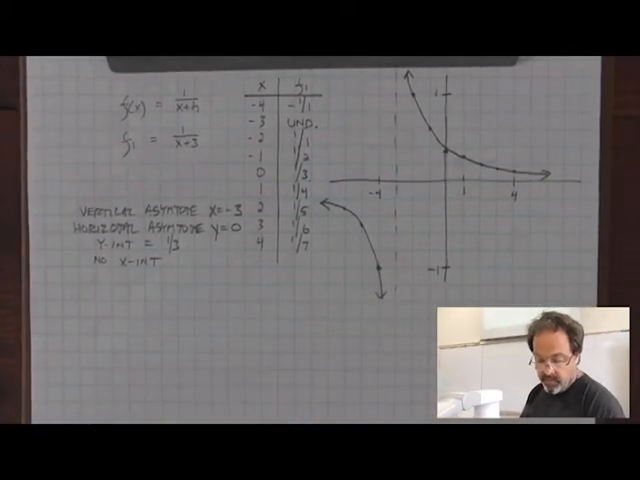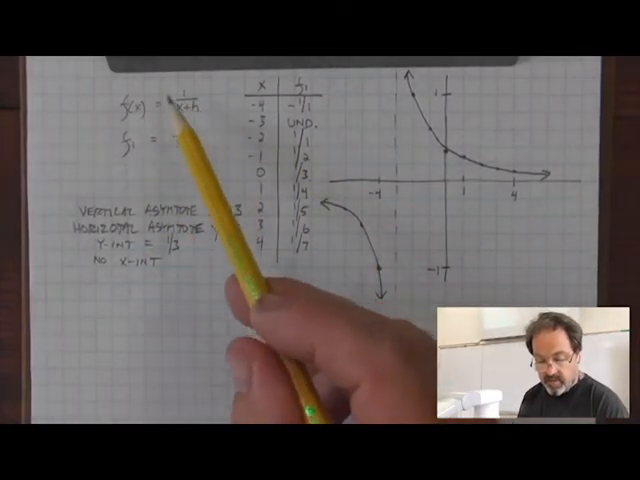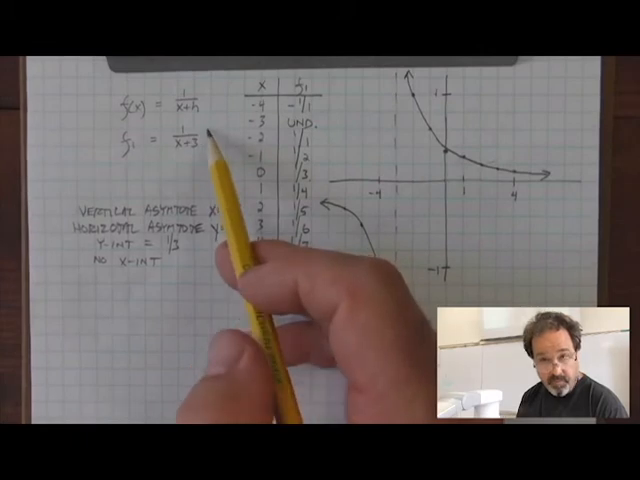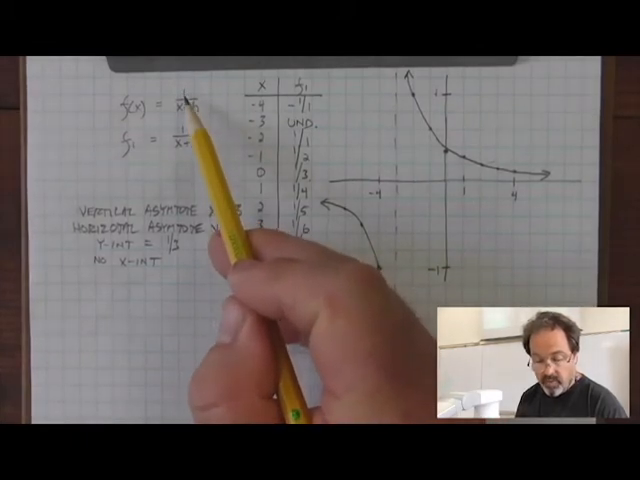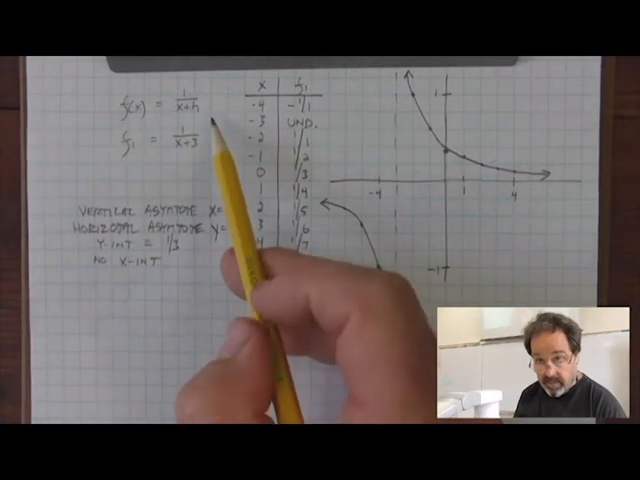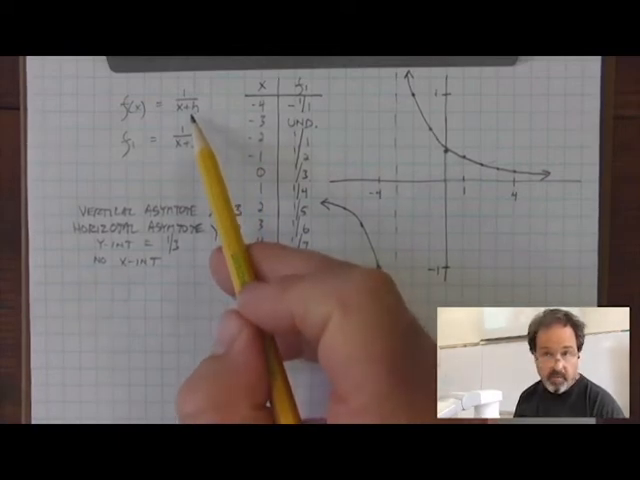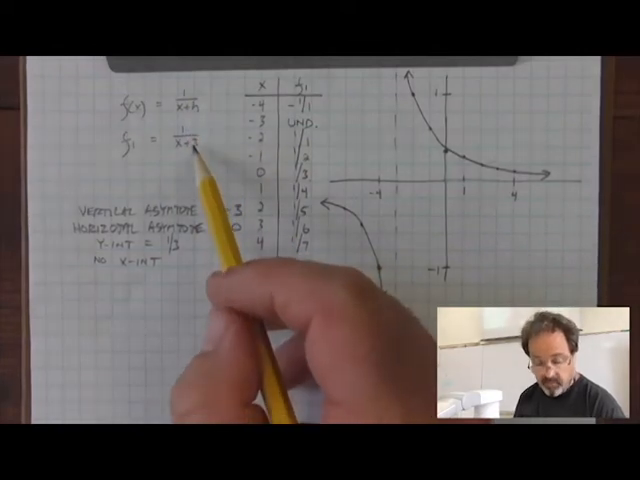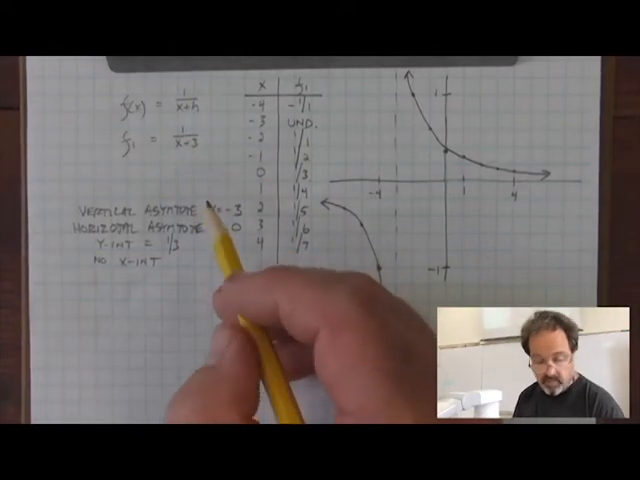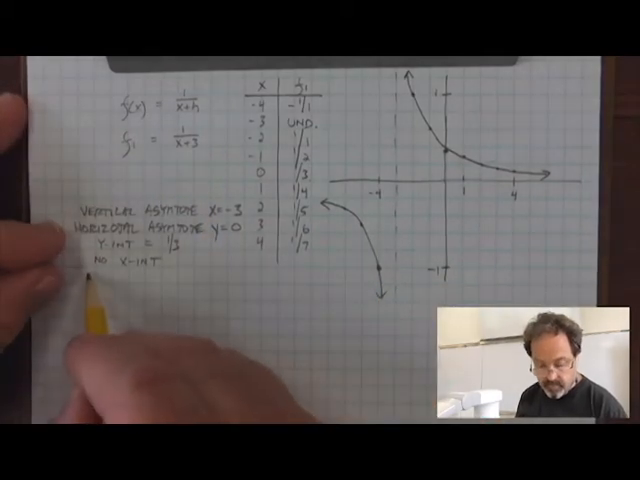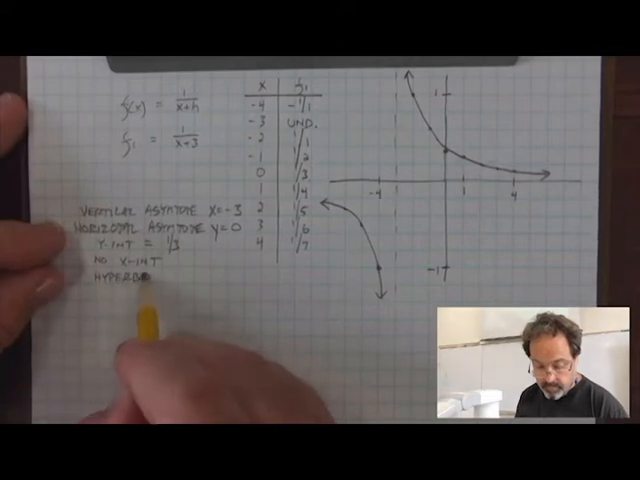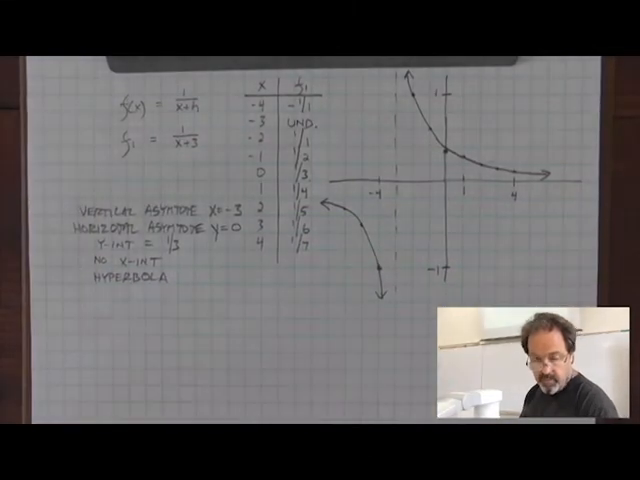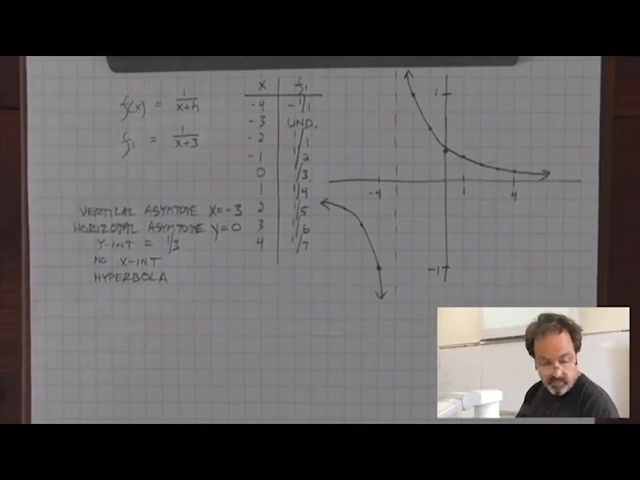Another thing we often say about functions is what family they belong to. The family of equations that this belongs to is the simplest form of the equation 1 divided by x plus h. And it will be in its simplest form if h is 0, because then the equation is simply 1 divided by x. That is a parent function. It's the simplest form of a family that we call hyperbolic functions. So this is a hyperbola. It belongs to the family of hyperbolic functions.